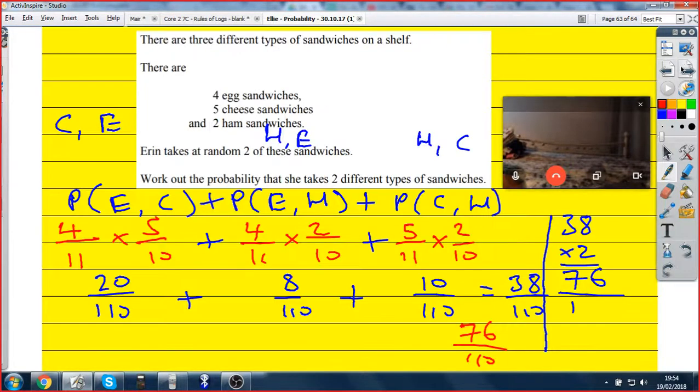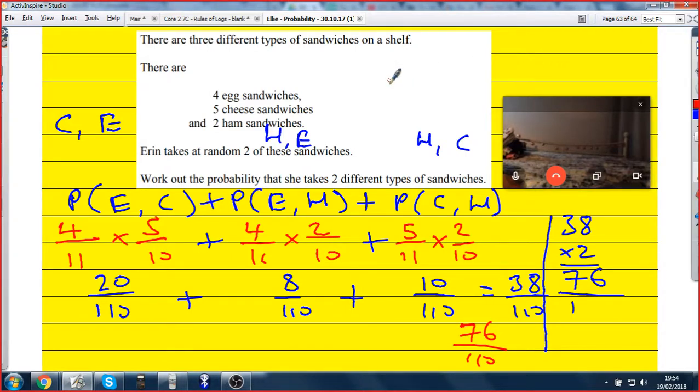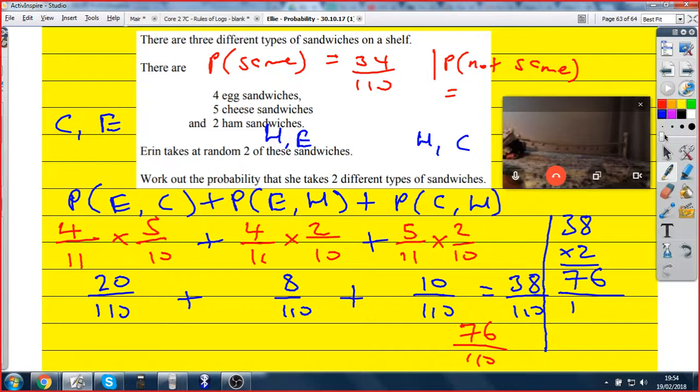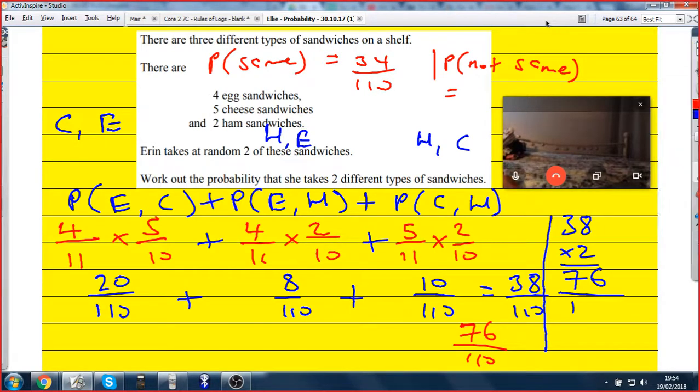So, and there was another way of doing this one. If you had gotten the probability of getting the same, so the probability of the same was, let's say it was 34 over 110, how would you get the probability of not the same? Using that answer. Do 110 minus 34. Yeah.